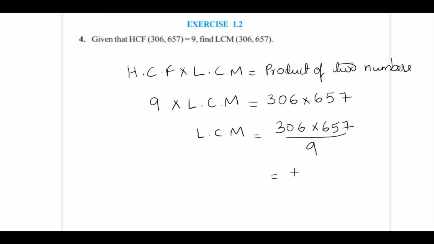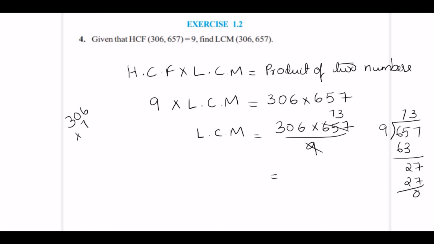Here you can either multiply these two numbers and then divide by 9. As 9 goes in 657, you can directly do that. That will be a better option. That is 657, 9 goes 7 times, 63, so 27, 27, 0. So you get 73. Now you do 306 into 73.